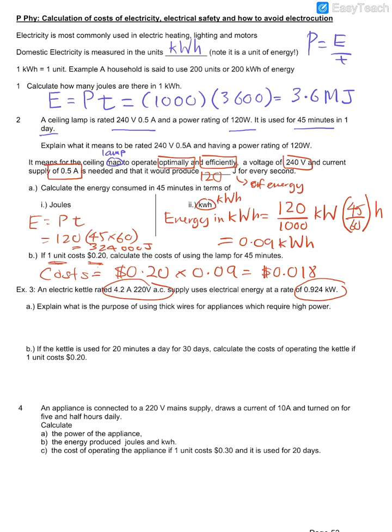Explain what is the purpose of using thick wires for appliances which require high power. You cannot just use the same kind of wire I use for charging my phone to connect and charge my high power kettle. You can't do that. Why not? You will have problems. So why must the wire for this high power appliance be thick? Why?